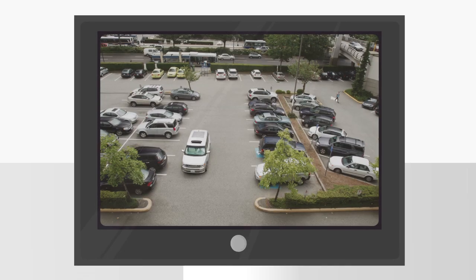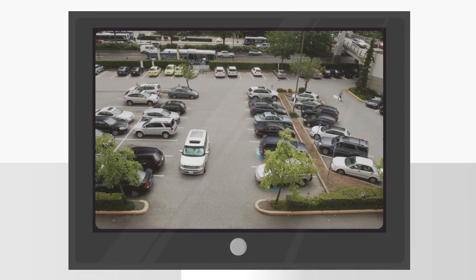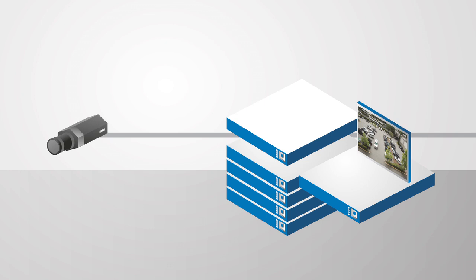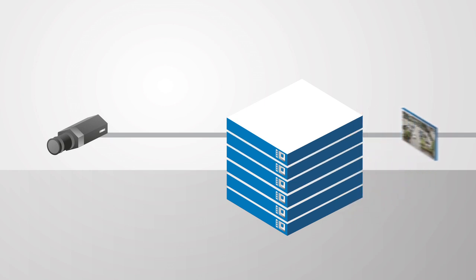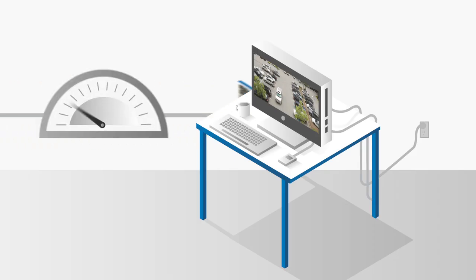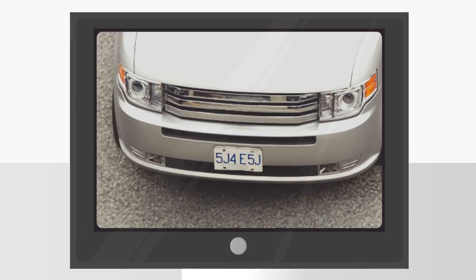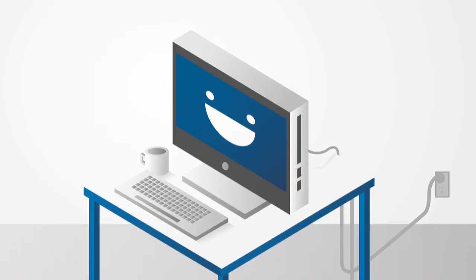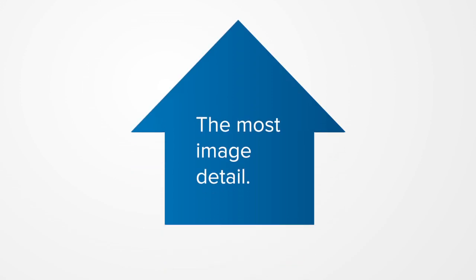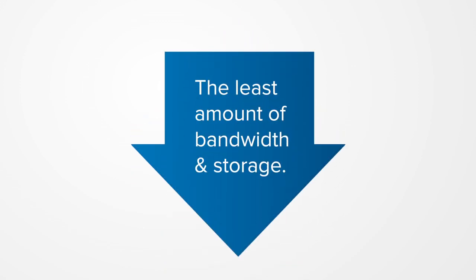But if you need more detail, like say to catch the license plate on a car, you can zoom in to get the best picture possible. Even though you're requesting the larger stream, HDSM manages the bandwidth load appropriately, keeping your network and workstation happy as can be. And there you have it, the most image detail while using the least amount of bandwidth and storage. That's the power of HDSM.